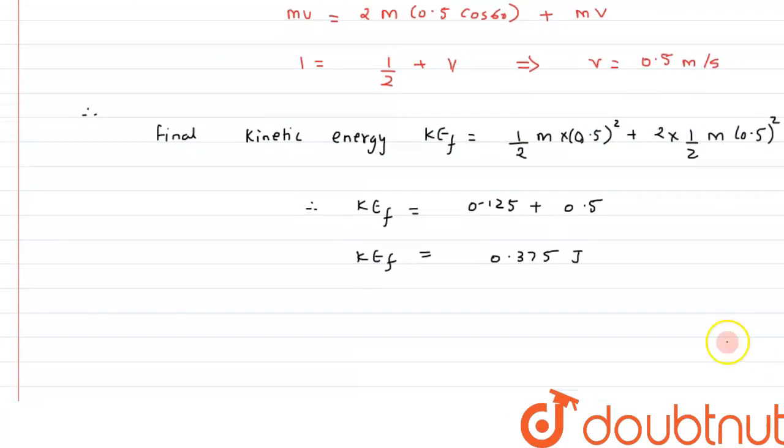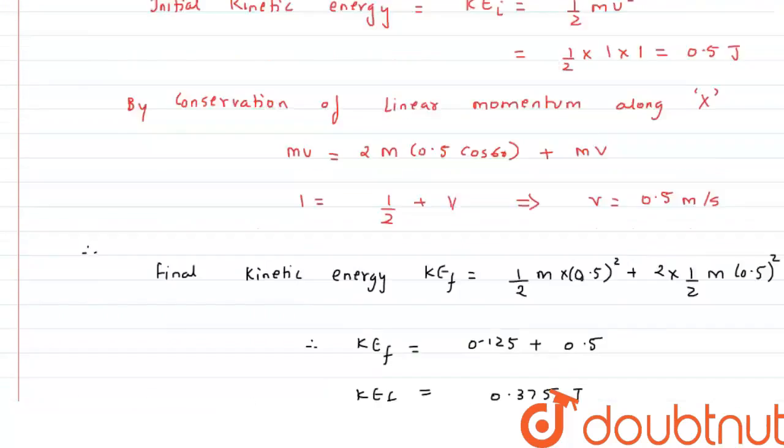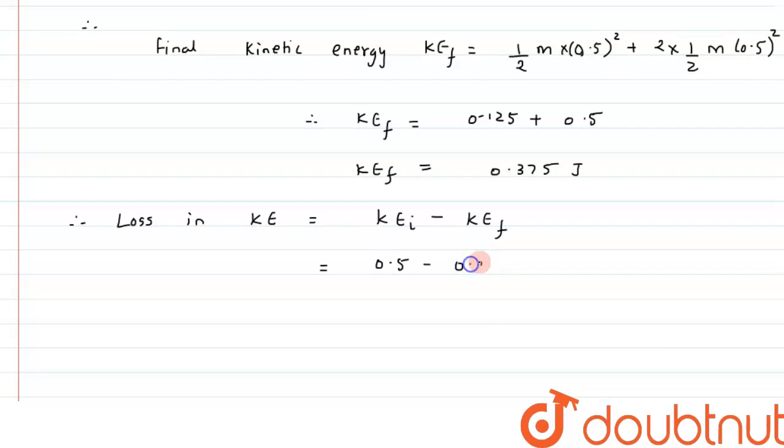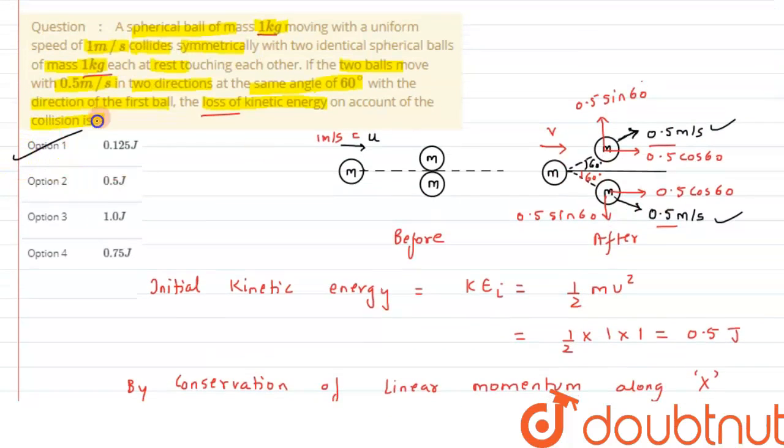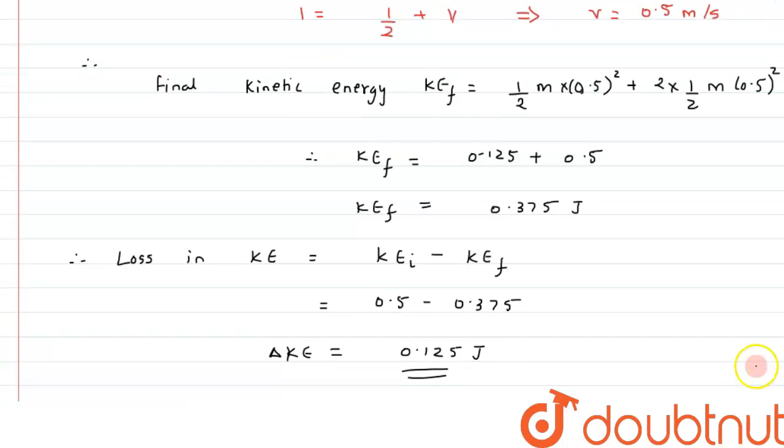Now to calculate the loss in kinetic energy, loss in kinetic energy will be equal to kinetic energy initial minus kinetic energy final. Kinetic energy initial was 0.5 joule, which we have calculated, minus 0.375 joules, so this comes out to be 0.125 joules. This is the loss in kinetic energy we are getting. If we compare it with the options, option A is the right answer to this question. I hope you have understood the concept and thank you for watching.